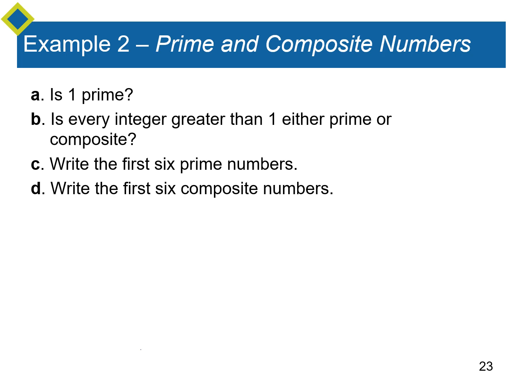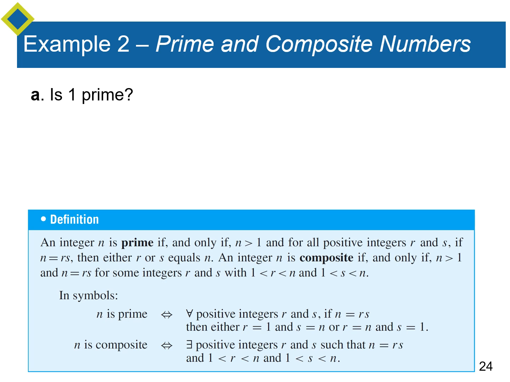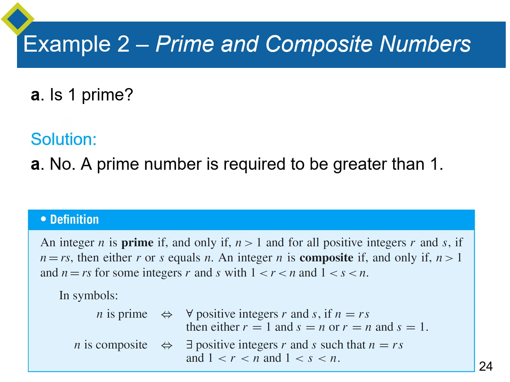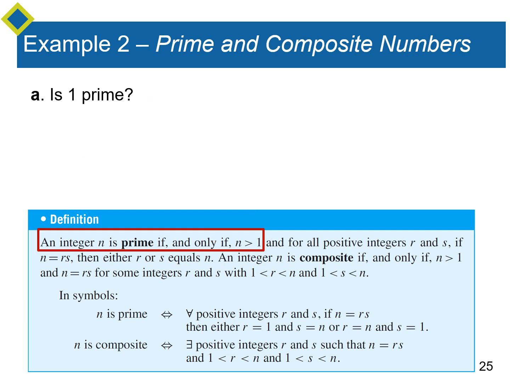Is 1 prime? Okay, we go one by one. So 1 is not prime, because a prime number is required to be greater than 1, so 1 does not meet this definition. So is 1 prime? No. The second one uses the definition of prime.